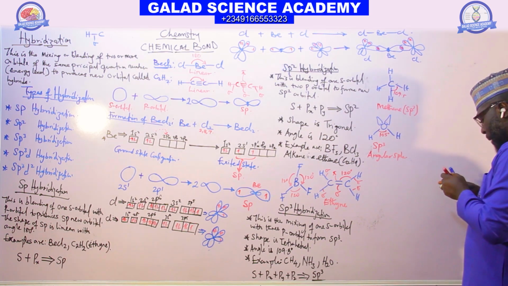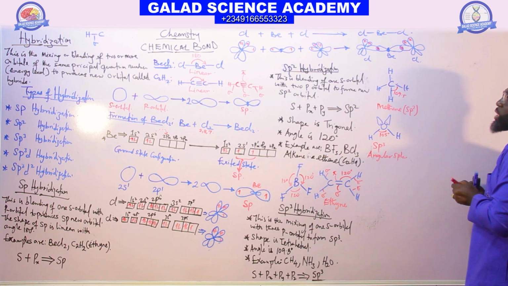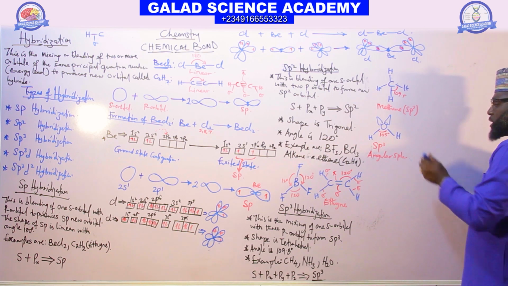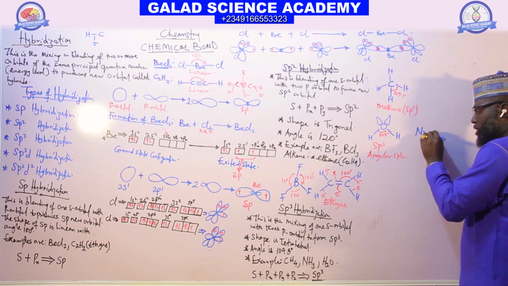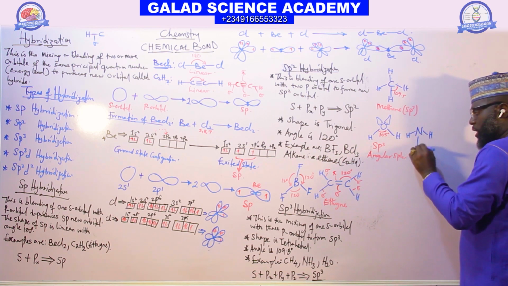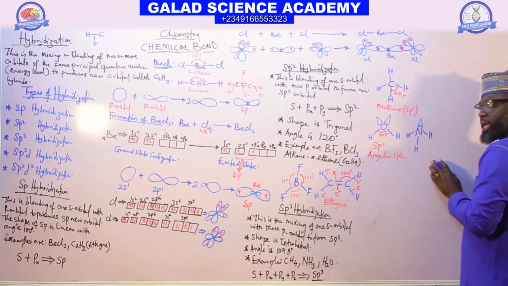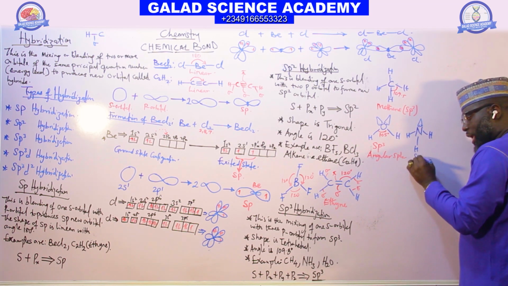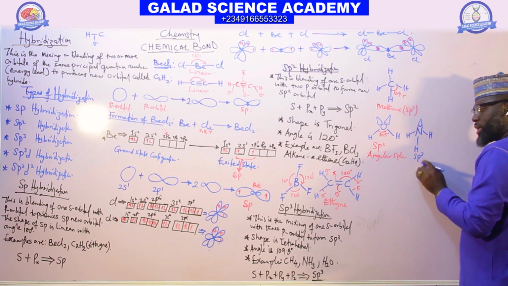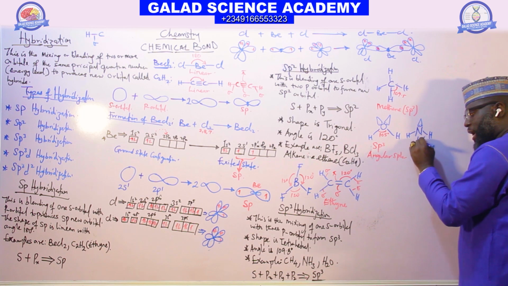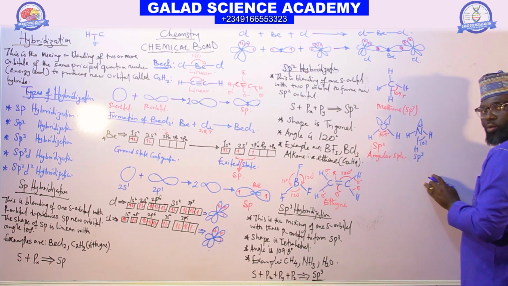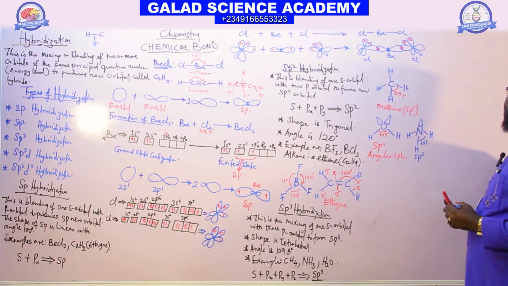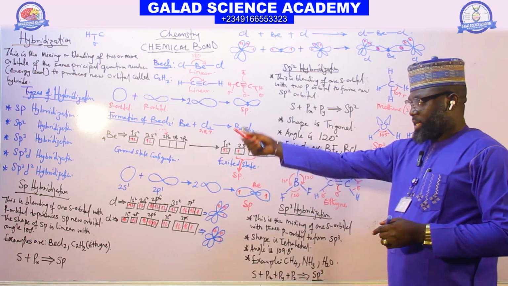The same thing happens with ammonia. If you look at ammonia, which is NH3, with a lone pair here, the hybridization of ammonia is also sp3, but the angle of ammonia is 107. So ammonia, methane and water have the same hybridization.